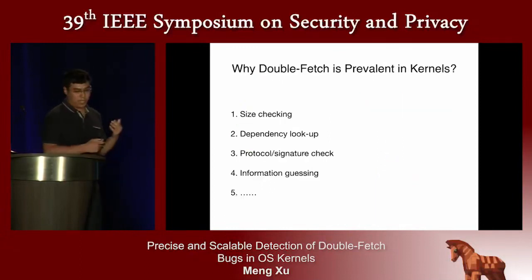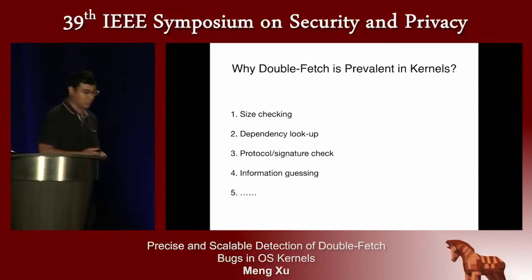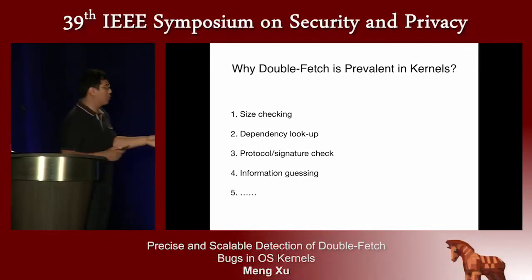Why double fetch is quite prevalent in the kernel, and why it's difficult to detect, is that there are so many reasons and so many patterns by which double fetch can happen. What I showed you just now is the size checking pattern, and there are actually more patterns in the kernel.